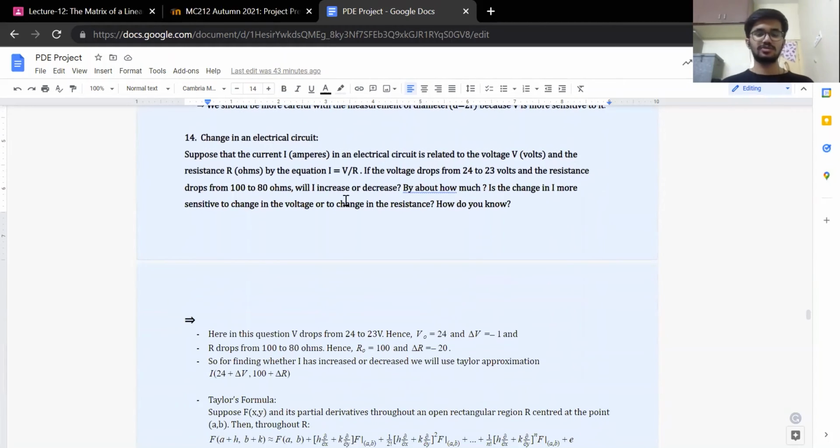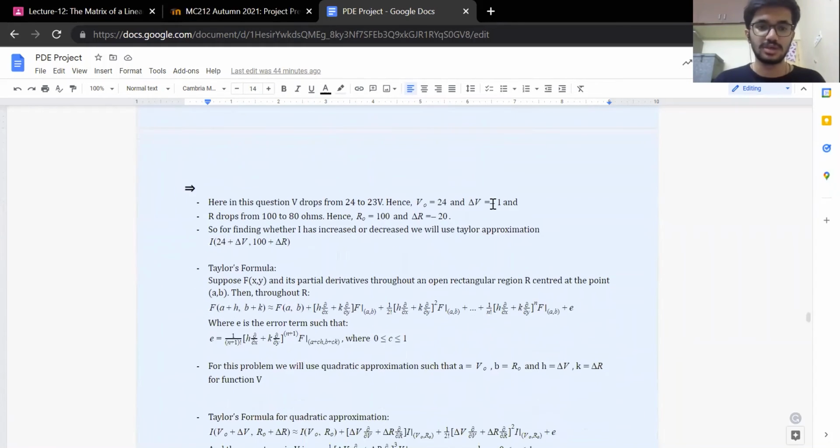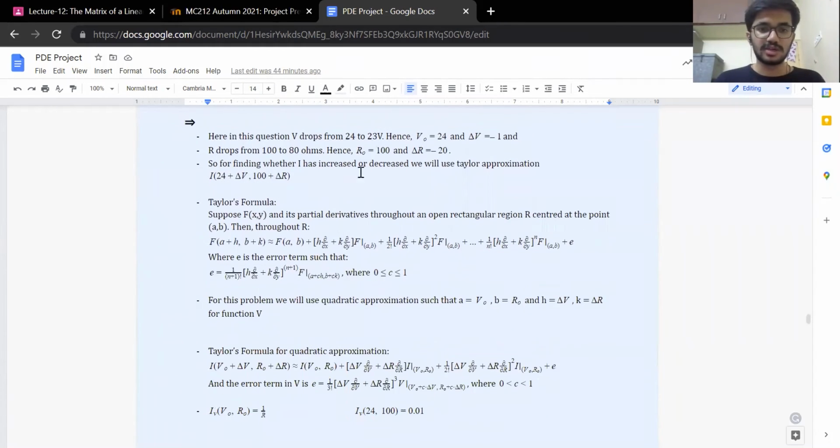And the next question was about the electrical circuit. There was a drop in voltage from 24 to 23, and a drop in resistance as well, from 100 to 80. We need to check whether I increases or decreases and by about how much, and also whether I is more sensitive to voltage or resistance. So we use the Taylor concept.